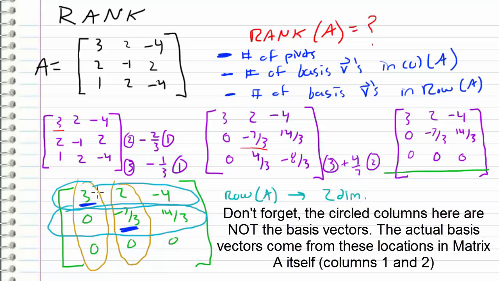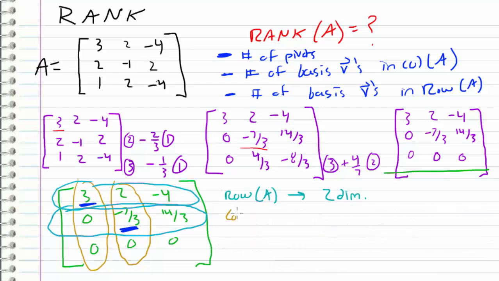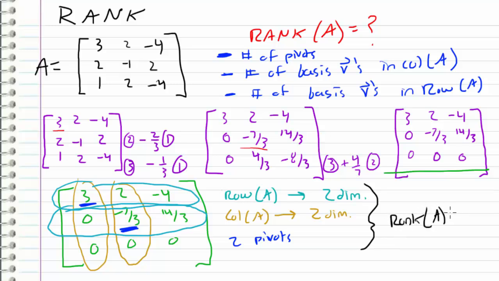If we look at the basis for the column space of A, we see that we have two basis vectors for the column space of A. Therefore, the column space of A is also two-dimensional. And finally, if we look at the number of pivots, which I have in blue, then we can see that we have two pivots. So all this information means that we have a rank of our matrix equal to 2. And the reason for this is because there are 2 pivots.